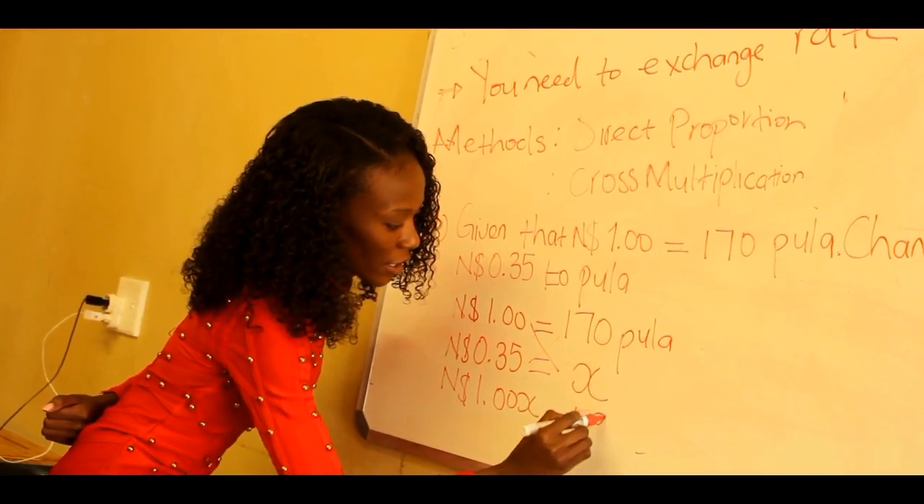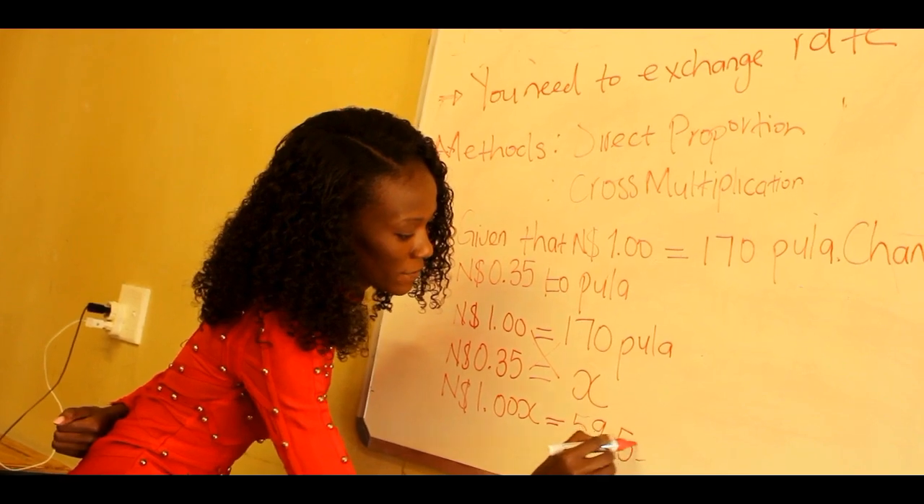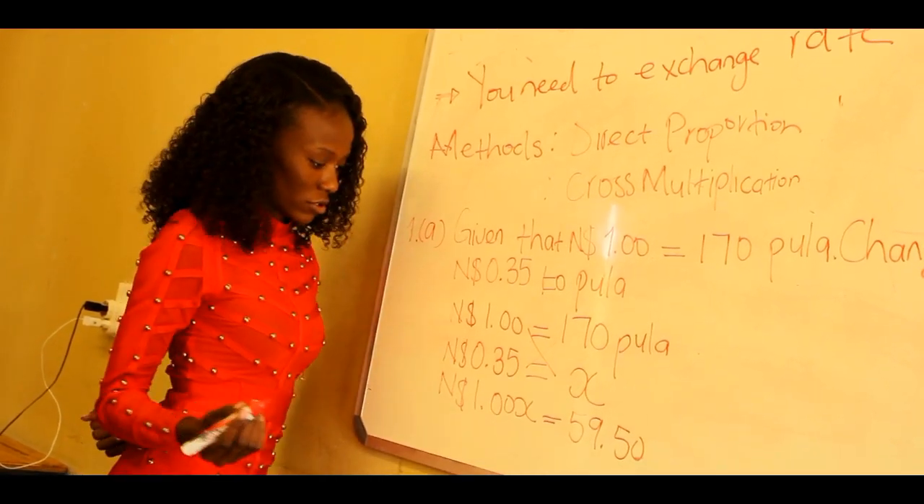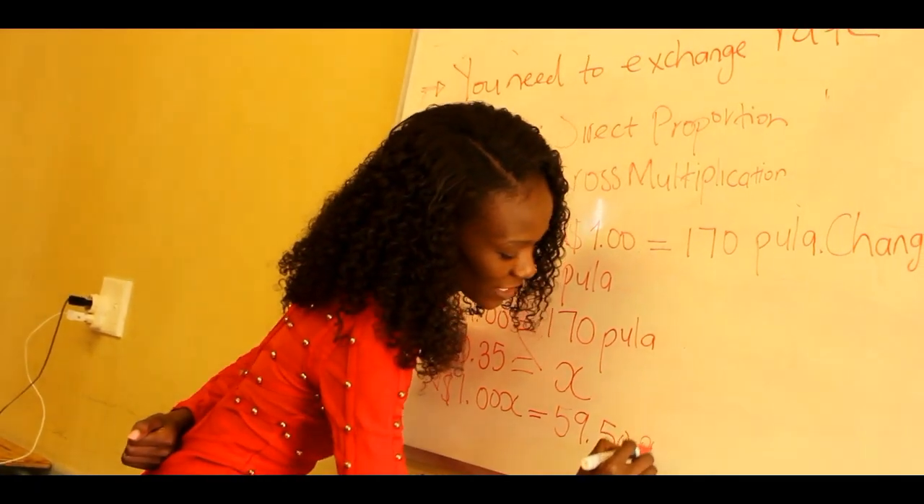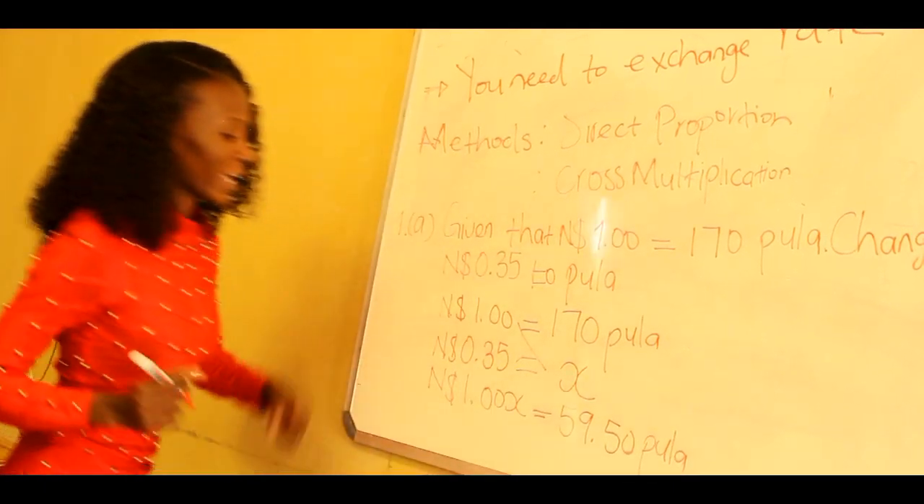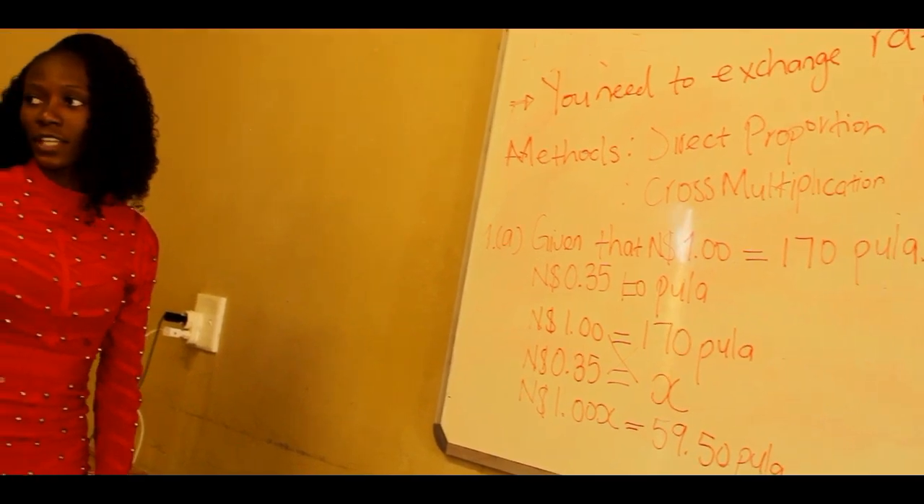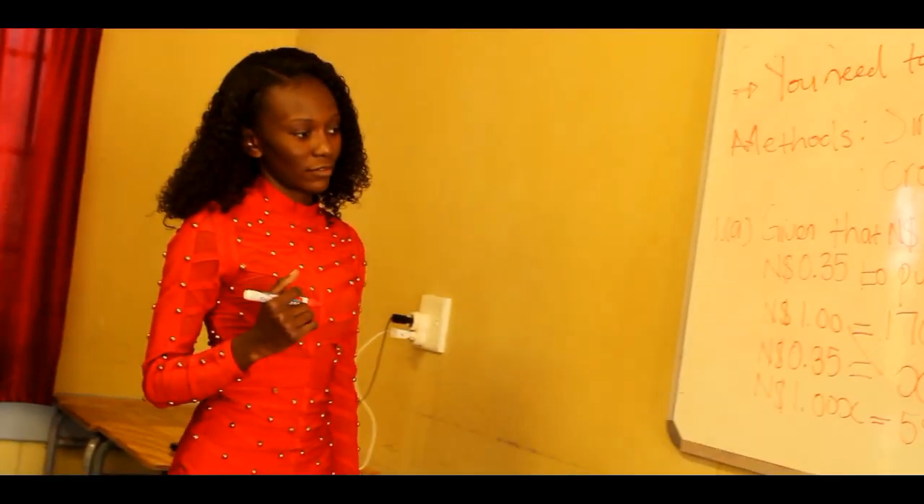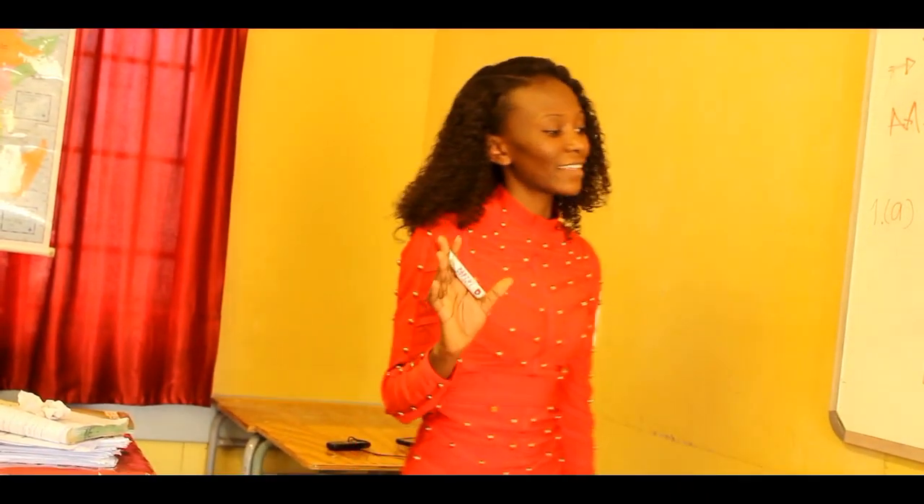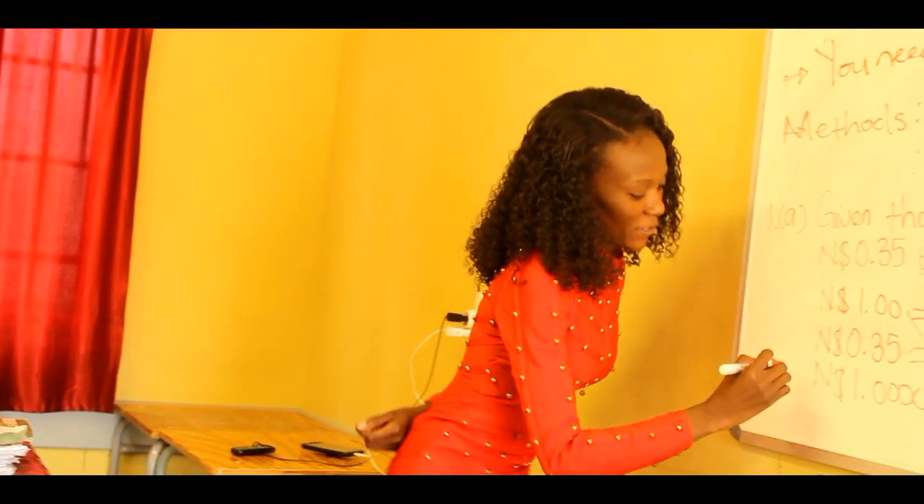You said? 59.50. Oh, 59.50. What? Goats? Pula. Oh, Pula. Chickens. Pula. Okay. Pula. Are we done? No, we are not. Yes. We are not done, Miss. Why? We are not done with Veronica.